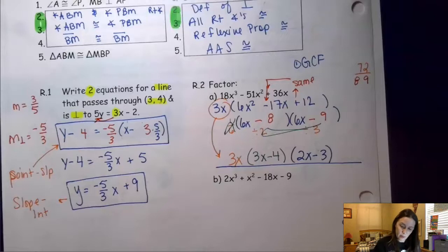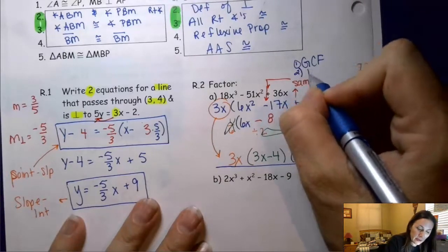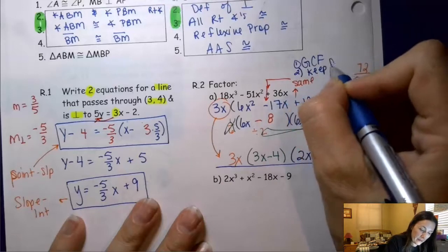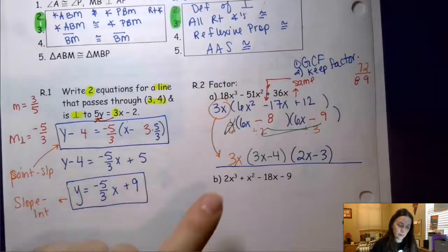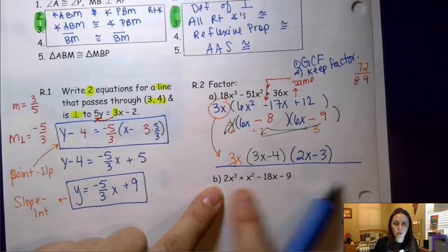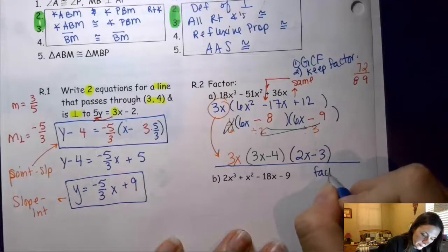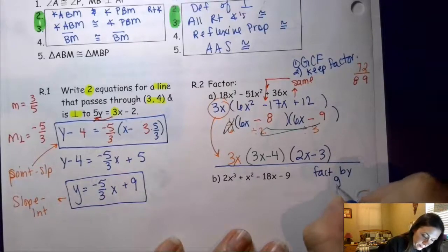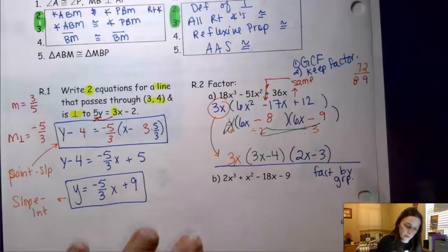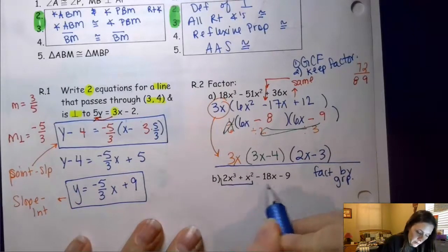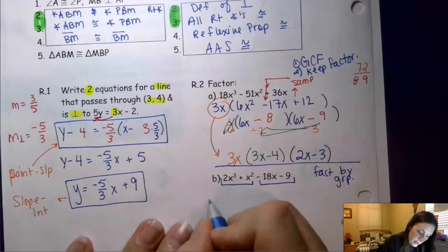Now, the next one. So again, GCF, and then the second thing you want to do is keep factoring, in case you forgot something. This is one where there are 4 terms. Remember, if there are 4 terms, it is factor by grouping. So I'm going to factor by grouping. I'm going to group the first 2 together. I'm going to group the last 2 together. Factor out an x squared.